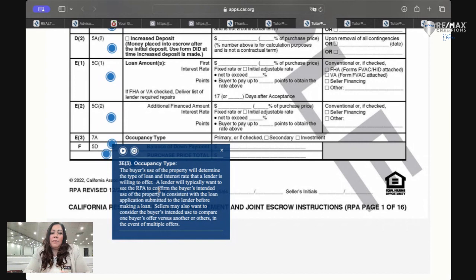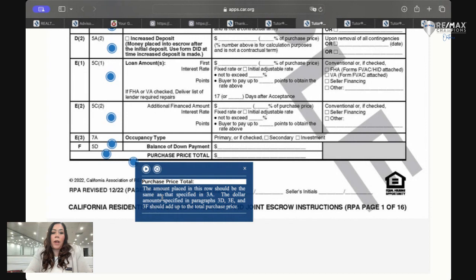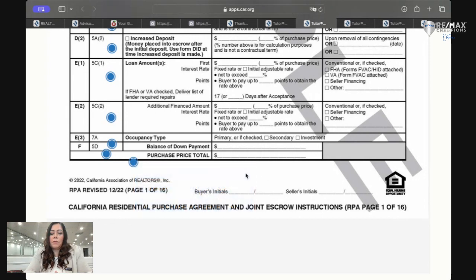The occupancy type. The buyer's use of the property will determine the type of loan and interest rate that a lender is willing to offer. So this is important for you to mark if they're going to live in it, or if it's going to be their secondary home or investment. And then the balance of down payment, whatever loan amount you put in there, between the down payment or the EMD, that's all going to calculate for you. And then the total purchase price is the same amount that they're willing to pay for the house.